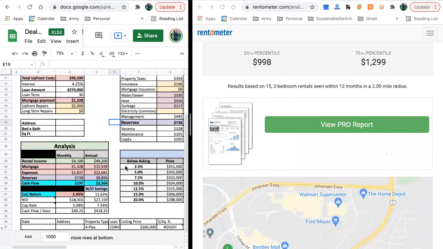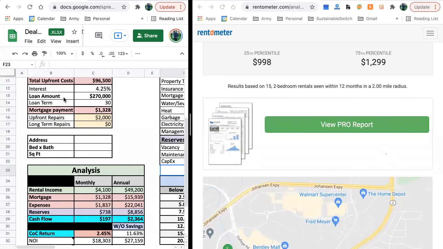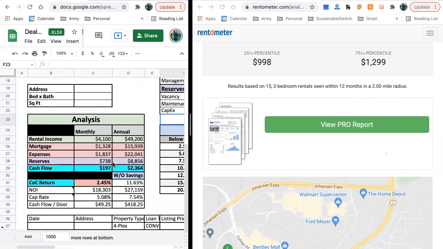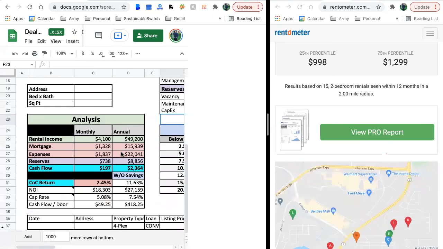So on the surface, this property as an investment property, not as a house hack, but as an investment property, brings in $4,100 in rent, mortgage and expenses of, let's zoom in a little bit. Can you all see a bit? Can you see the analysis right here? Or should I zoom in some more? Yeah, we can see it.